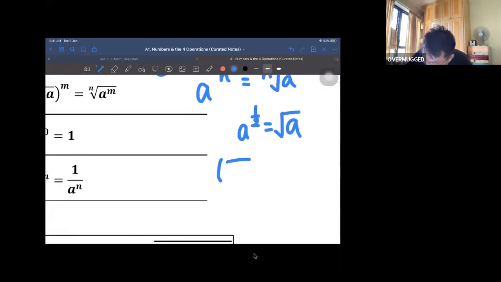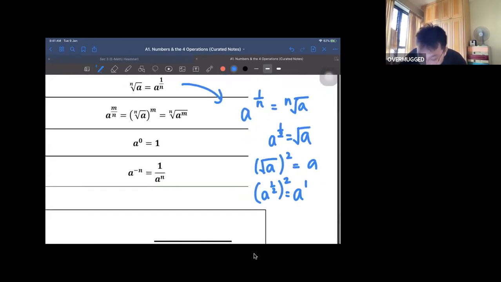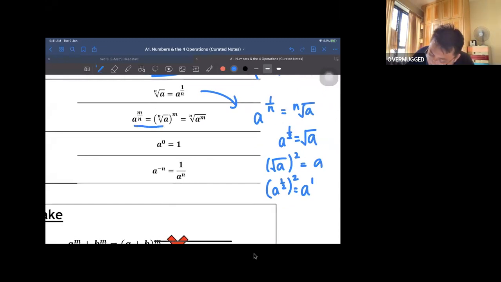Why is it that we say the square root of a squared will become a? Simple. A to the power of half, squared. Now remember what I said earlier? When you have the same base a, the powers are multiplied. So a to the half times 2, that's 1, no? So it's a. This is the reason why. Now, just take note that this is just a variation of the radical formula.